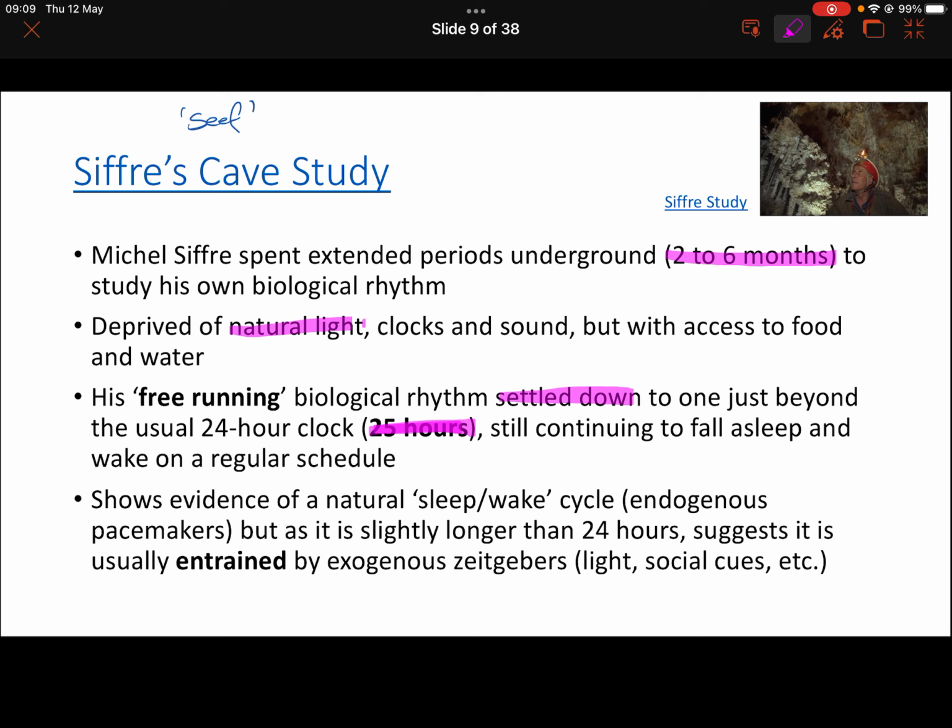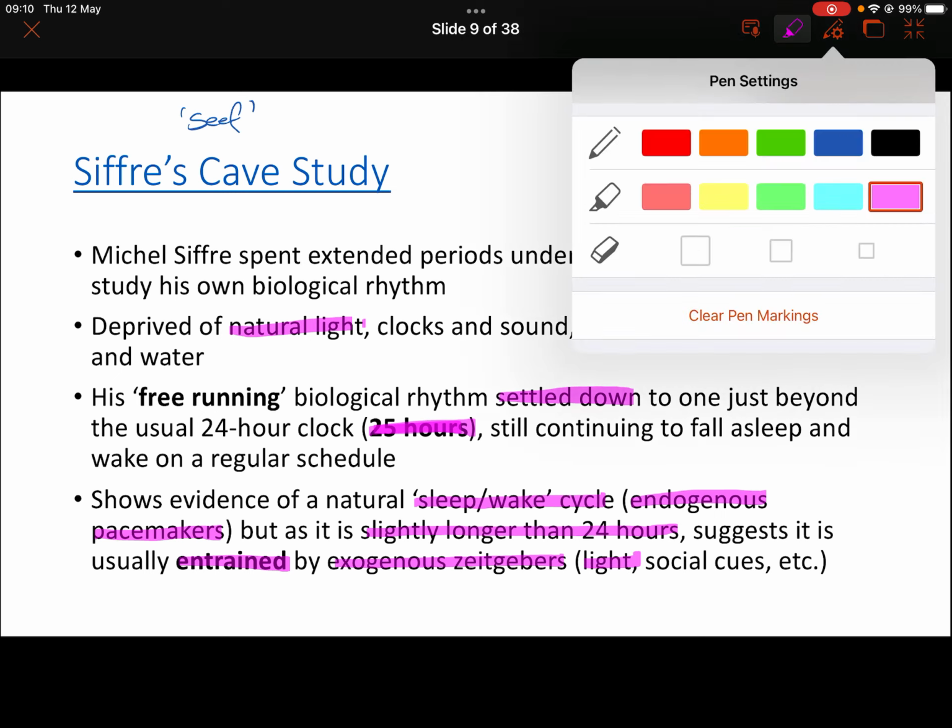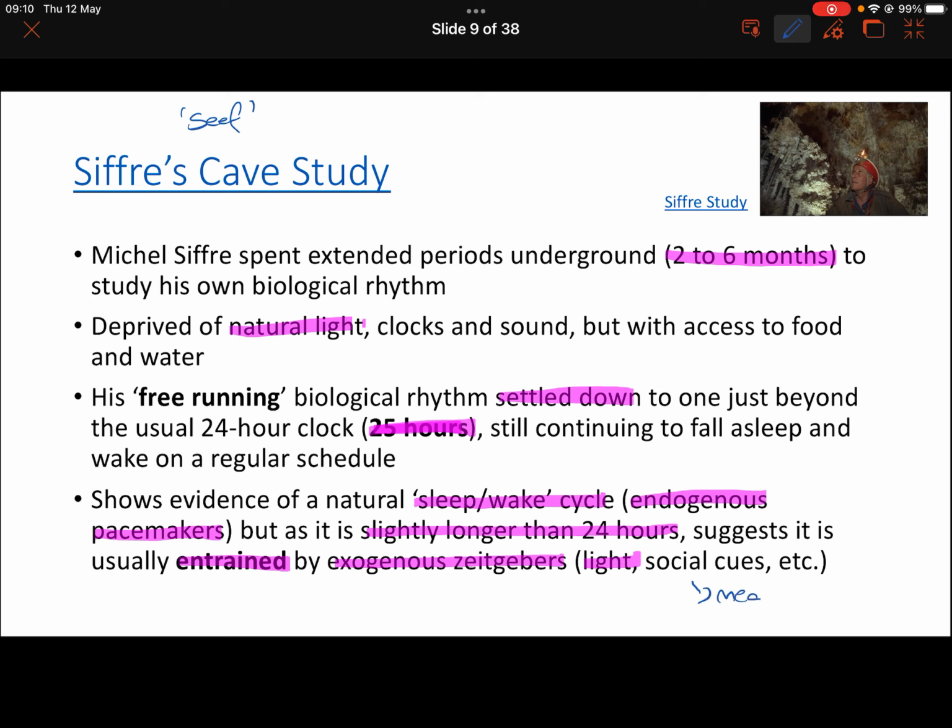He continued to fall asleep and wake up on a regular basis. So for us, this shows real evidence of a sleep-wake cycle. It shows that this endogenous pacemaker is really strong. It shows that it is probably slightly longer than 24 hours, though. So that means that for us, our sleep-wake cycle must be entrained by exogenous zeitgebers that last 24 hours. So things like light, maybe social cues like meal times, for example, help to entrain or help to enforce our sleep-wake cycle as a 24-hour cycle, despite the fact that if left free running, it perhaps might settle on 25 hours.